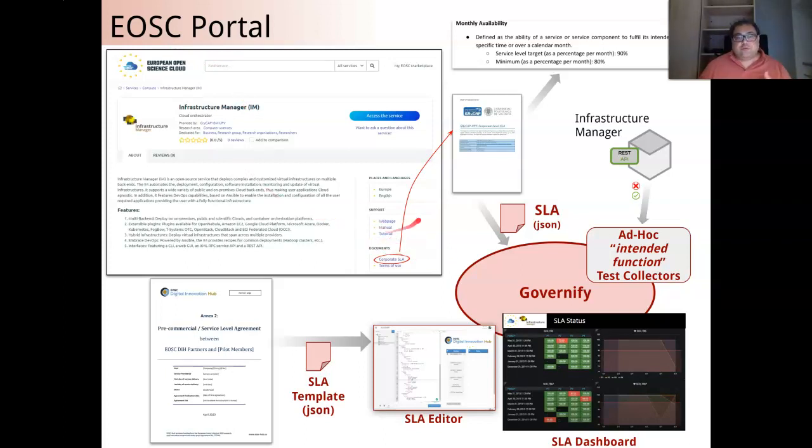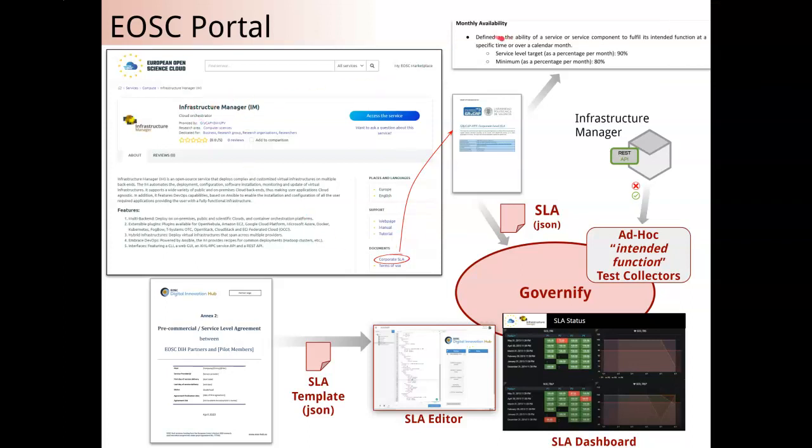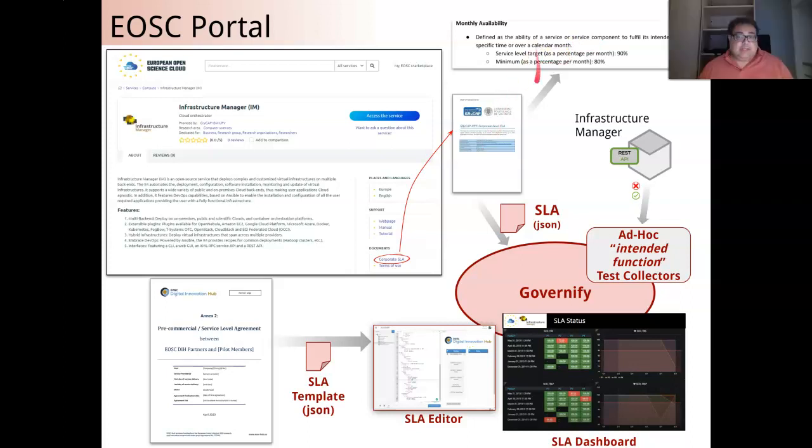And originally, you could find the documents like the corporate SLA. And the corporate SLA for a given service, for example, says that they define the monthly availability, defined as the ability of the service or service component to fulfill its intended function at a specific time or a calendar month, etc. But this is a document in natural language.